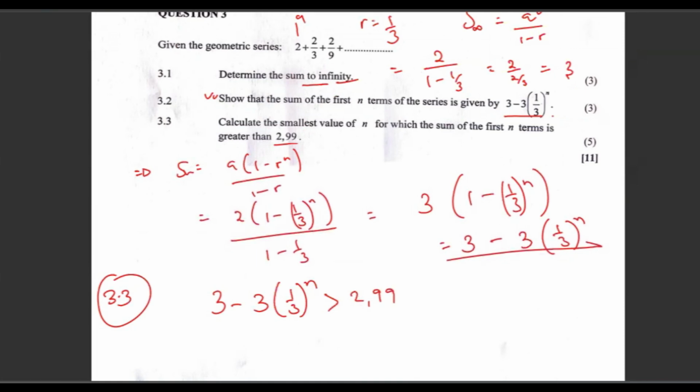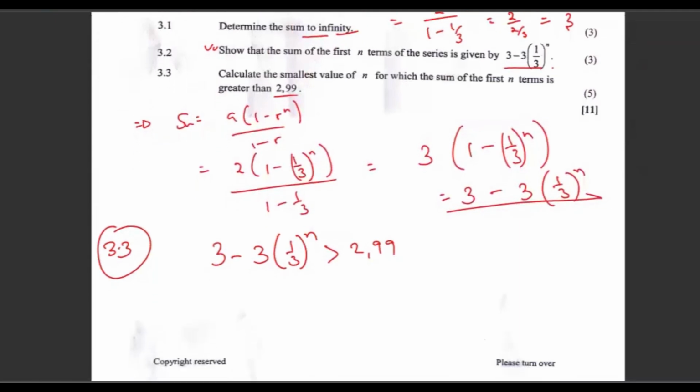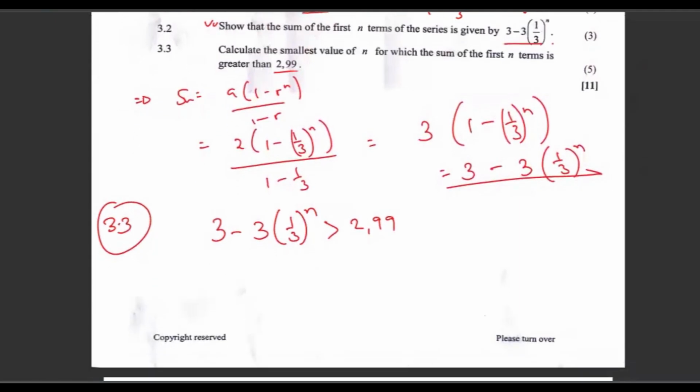I think I would prefer to use fractions, but it's okay. Let's see how it goes. So I'll move the 3 to that side. I'll be left with a negative 3 into 1 over 3 to the n is greater than. So if I subtract that side, I'm going to have 0,01. But it's going to be a negative number because 2,99 is smaller.